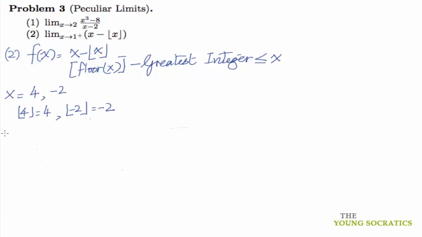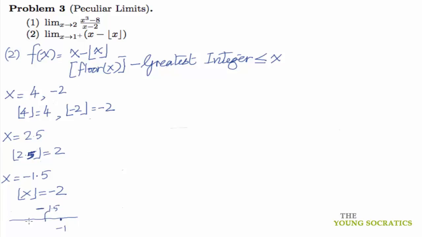Now if x is a value which is bigger than 0 and it is not an integer, then how would floor x look like? So let's consider an example. x is 2.5, then floor of 2.5 will be, what's the greatest integer less than or equal to 2.5? 2. On the other hand, if x is -1.5, then the greatest integer less than or equal to x will be -2, because if you see on the real line, -1 lies here, this is -1.5, this is -2. So the greatest integer less than or equal to -1.5 will be -2.